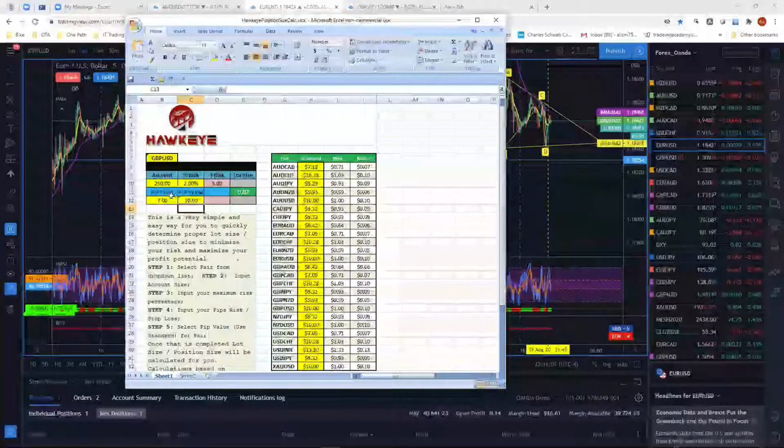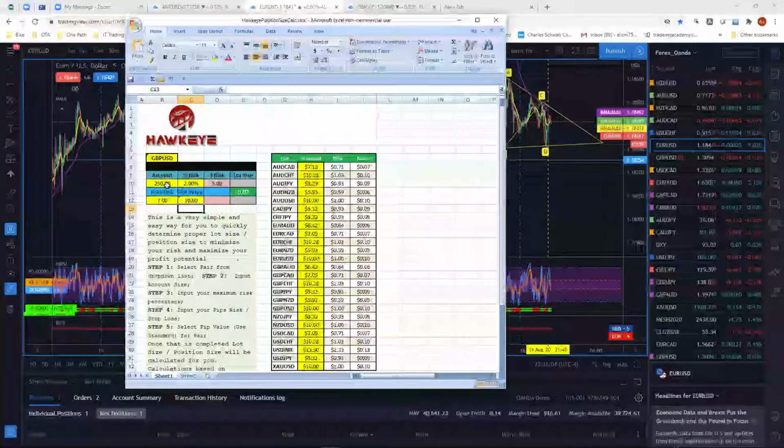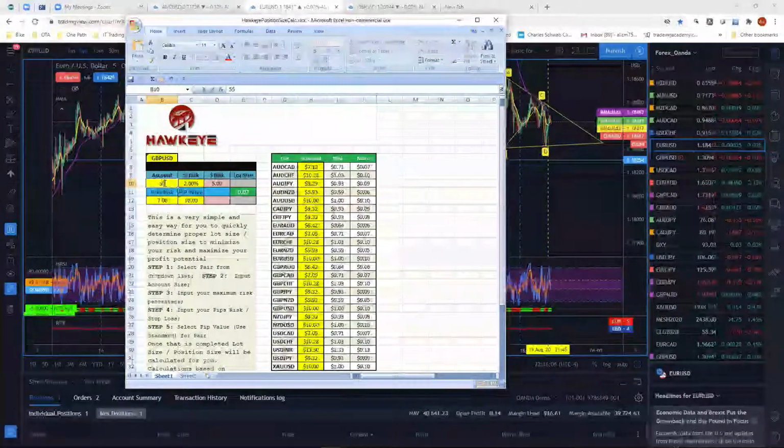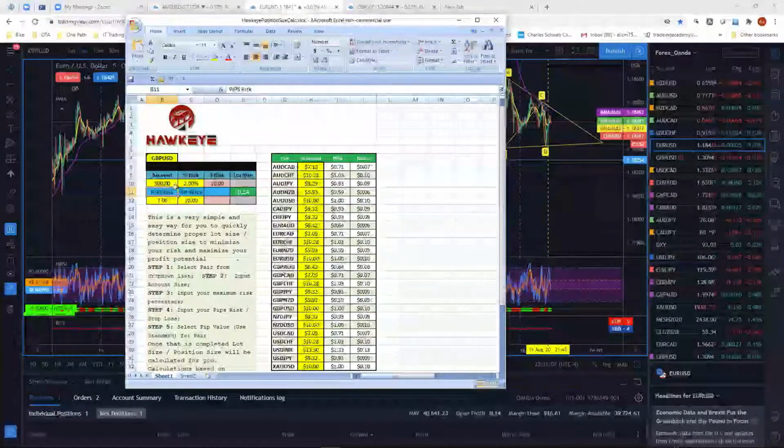And let's say you want to use the 7 pip risk, which is what we do. Let's just use a $500 account, and we're willing to risk 2% of our account with a 7 pip stop. So if you use the 7 pip stop, 2% of your account, you'd be risking $10. In order to do that, you'd have a 0.14 lot size. If you got stopped out with seven pips, you'd lose $10 with this lot size.